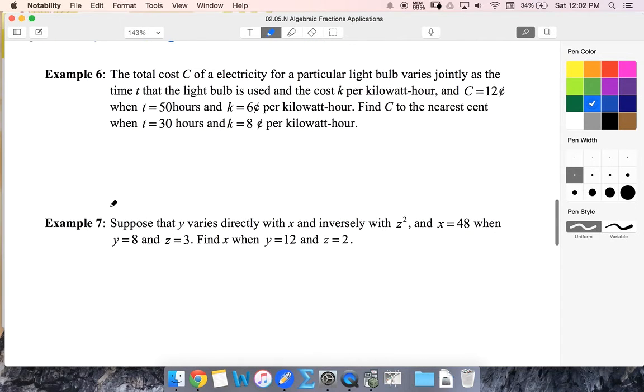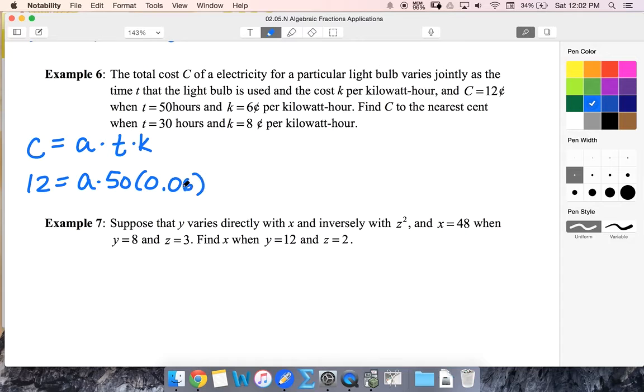So I'm just going to go ahead and do this next example because it applies with the joint variation. So total cost C for a particular bulb varies jointly as time that it's used and the cost kilowatt per hour. Too bad they used K. Now that means with our joint variation, we need another variable. I'm just going to pick A times T times K because here K is standing for our kilowatts per hour. So cost is 12 cents when 50 hours and 6 cents per hour.